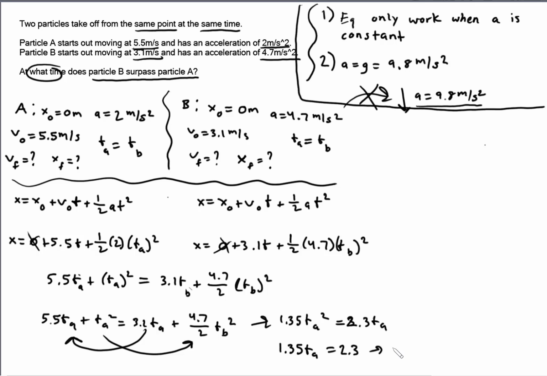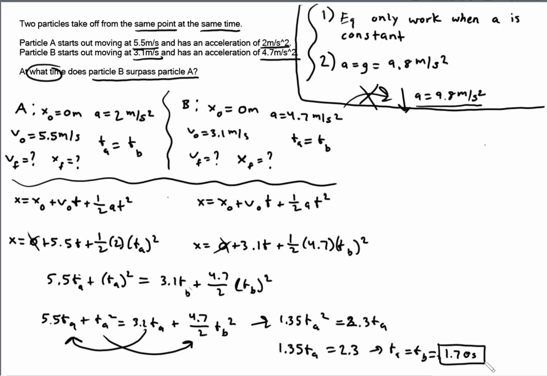Now solving for t of a, we get t of a, which is the same as t of b, is going to be equal to 2.3 divided by 1.35. And this gives us a time of 1.70 seconds. So what does this tell us? This tells us that after 1.70 seconds, or just 1.7 seconds, particle B is going to actually surpass particle A.